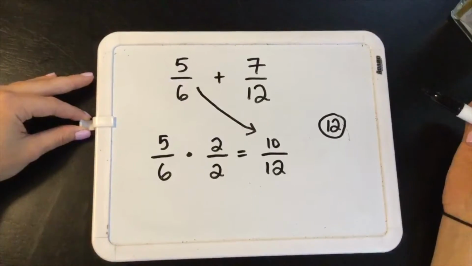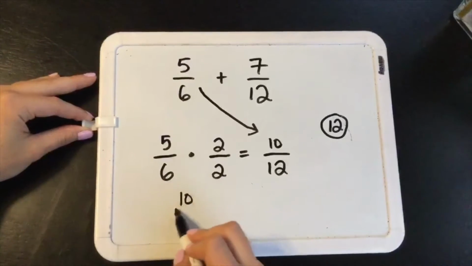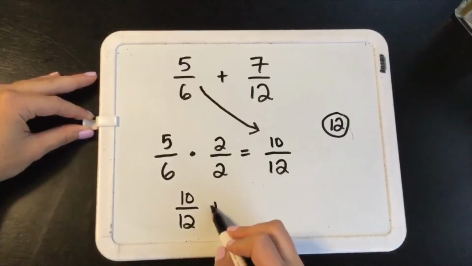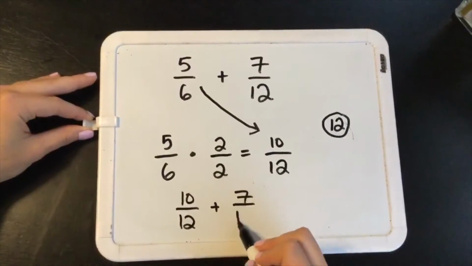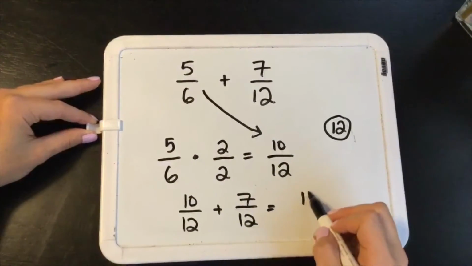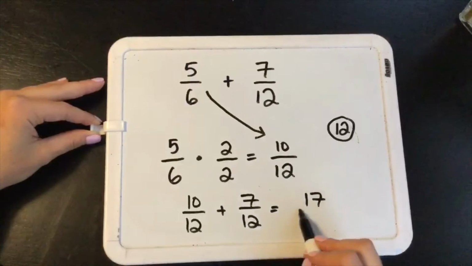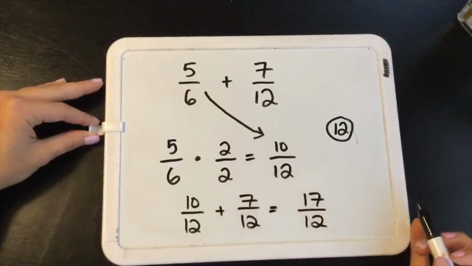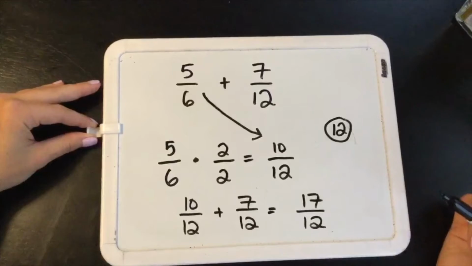So all we have left to do is to add our fractions. 10/12 plus 7/12 gives us, add the tops together, 17, leave the bottom the same. Our answer is 17/12.